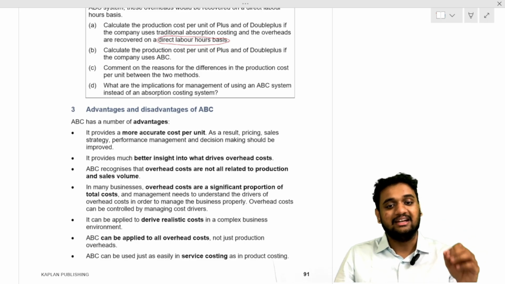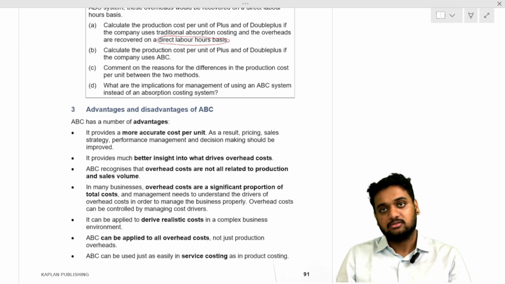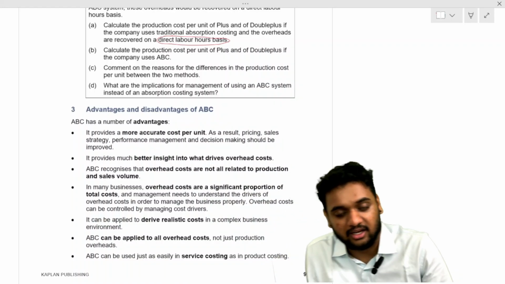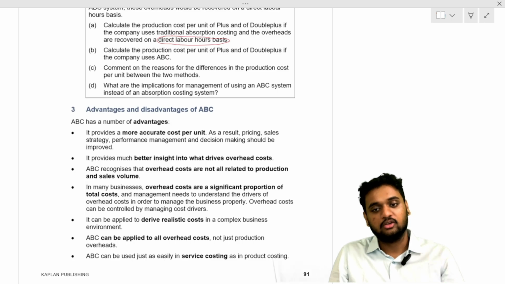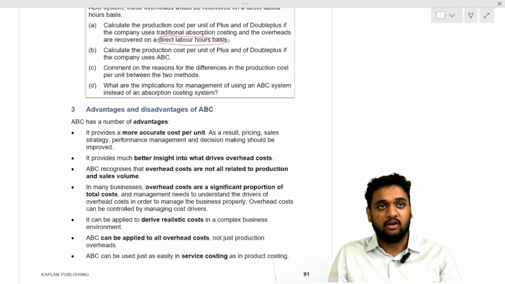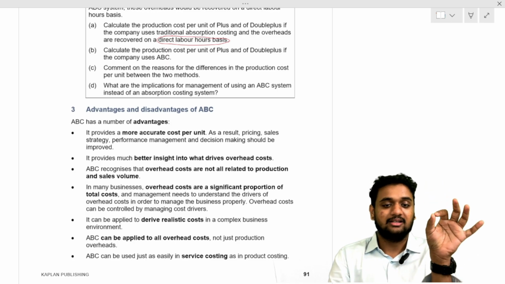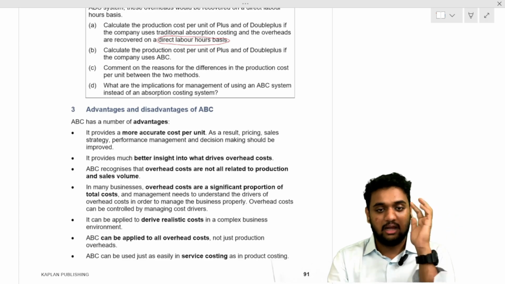Fourth D, derive. It helps us to derive realistic cost. Tell. It helps us to derive realistic cost. Understood? These four things, it is easier. What is the fourth point? It helps us to derive realistic cost. One last thing is.